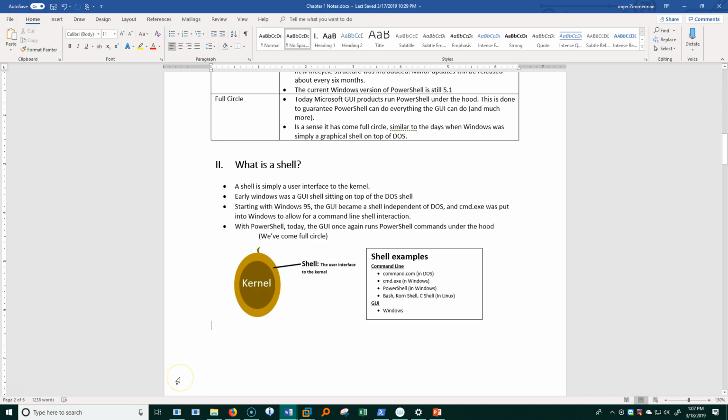So when we speak of PowerShell, we're speaking of something that's powerful and something that is a window into the kernel of the operating system.